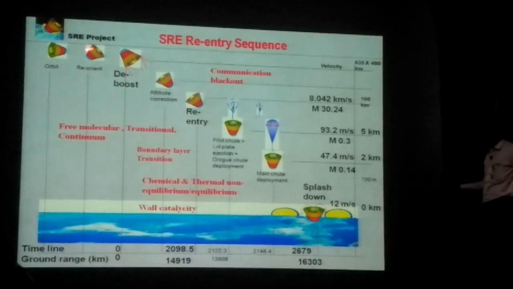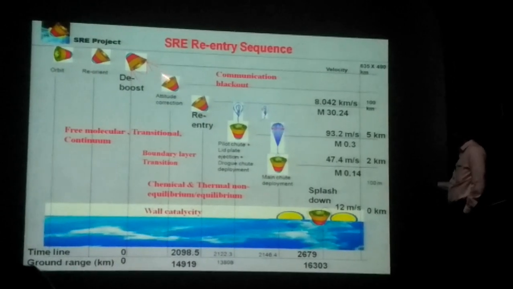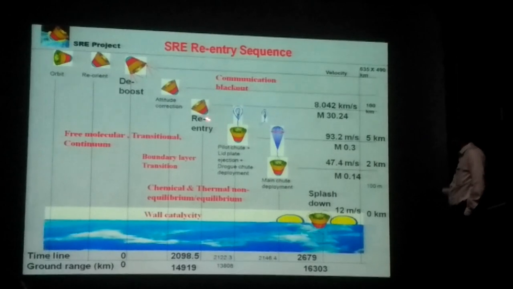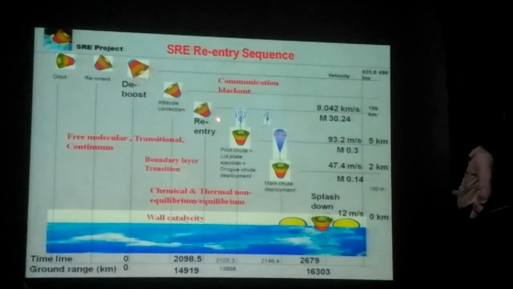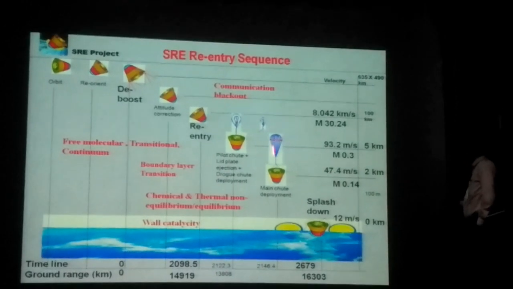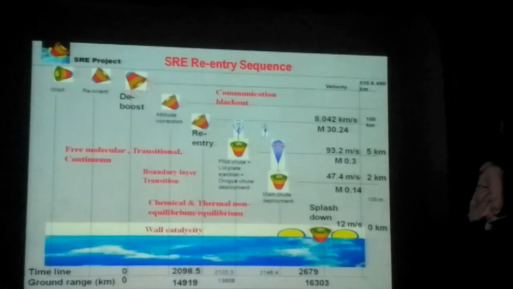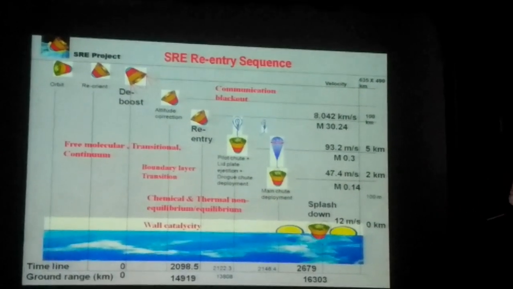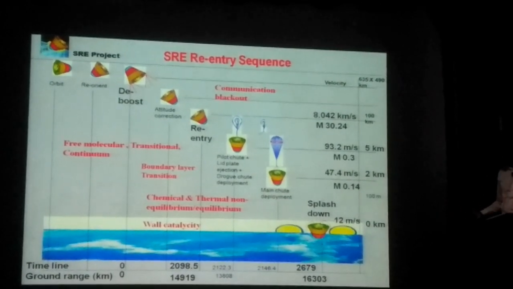And this is the space recovery experiment re-entry sequence, where you deboost, then the altitude correction is there, it re-enters, and then you have the aerodynamic heating phase, and then the parachute is there, the pilot parachute, and then it splashes down in the sea. And when it comes down, it is around 12 meters per second. So that is the deceleration as required by the parachutes.